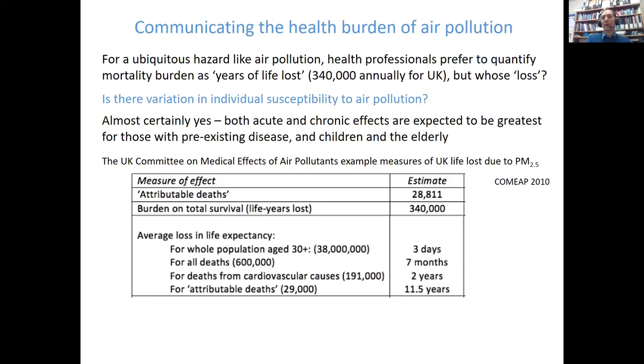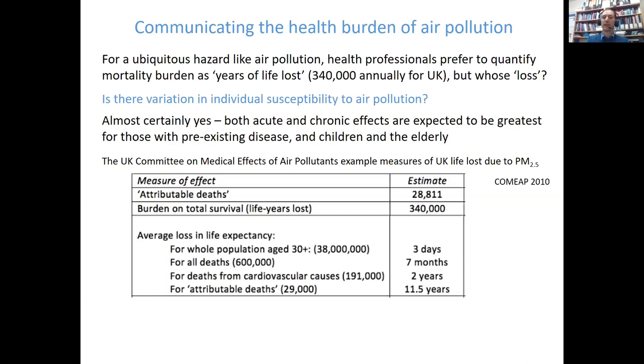What COMEAP tried to do is also to express the shortening of life for different groups of people. So they're taking that years of life lost value and saying, what does that mean for certain groups of people? If we looked at the whole population age 30, then that's an average shortening of life of 3 days. Okay, that's a shortening of life, but it's not that big. If we looked at all the people dying in a particular year, that's 600,000 people in the UK, then the shortening of life is about 7 months.